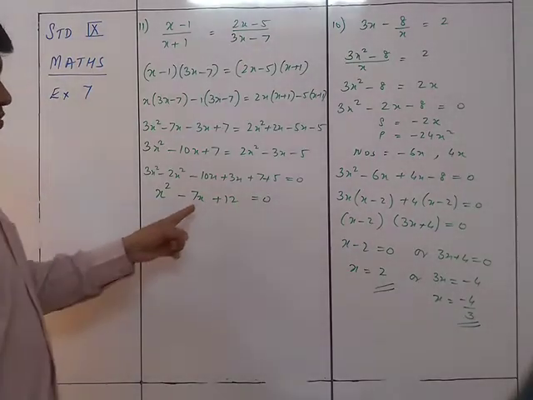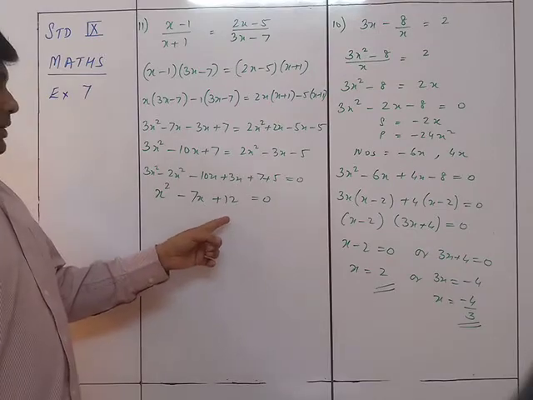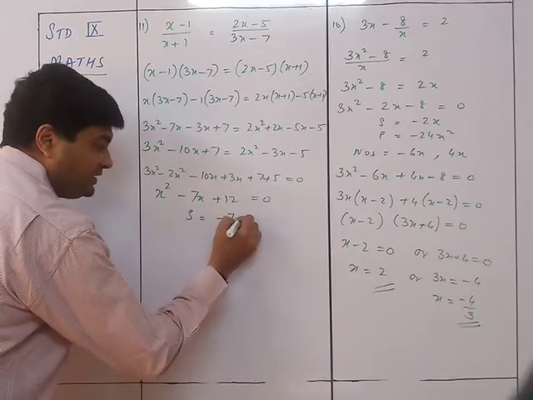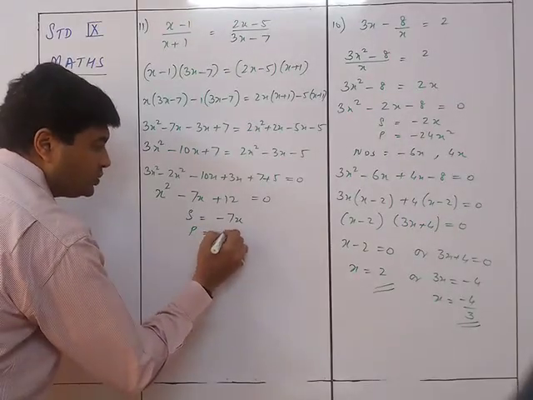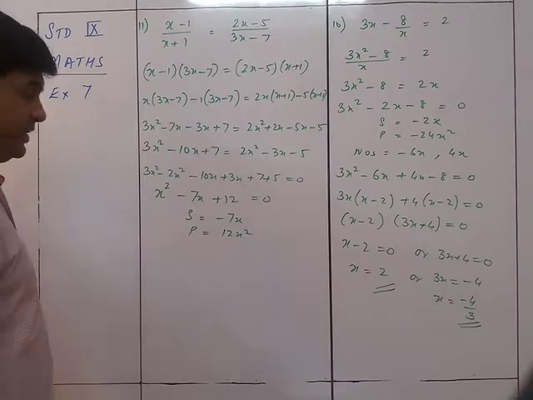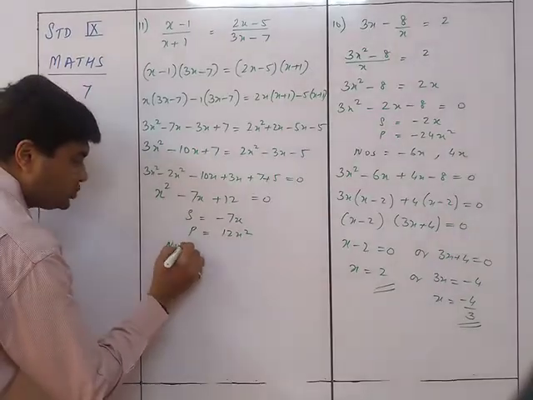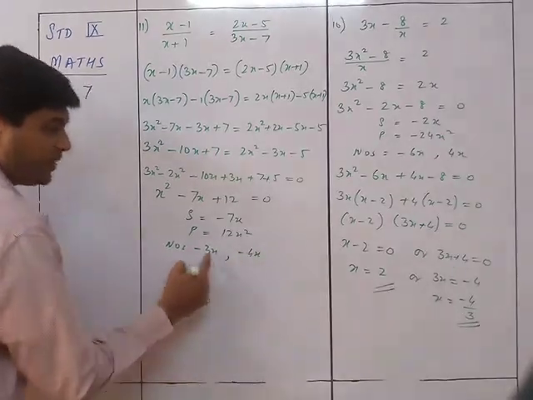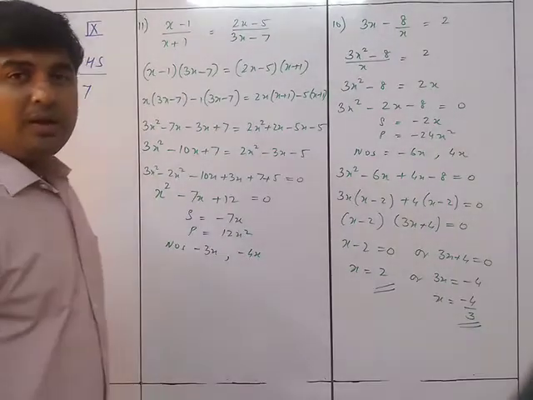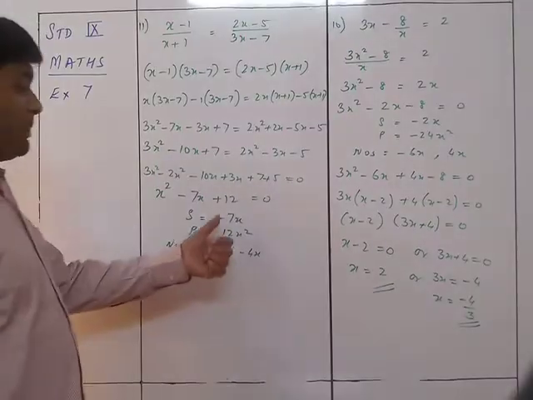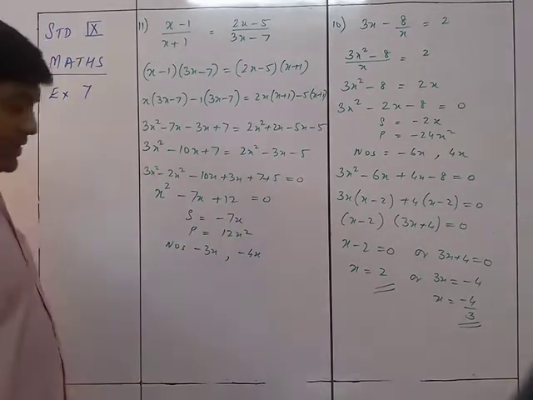Okay, so 7 and 12. So the sum required is minus 7x. The product is 12x square. 3 and 4 is 7. So you take the numbers to be minus 3x and minus 4x, because we want plus 12, that's why both will be negative, and because I want minus 7, so minus 3x minus 4x.